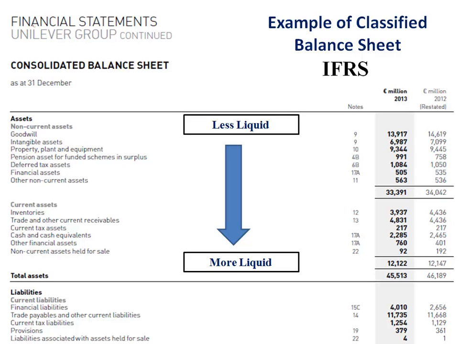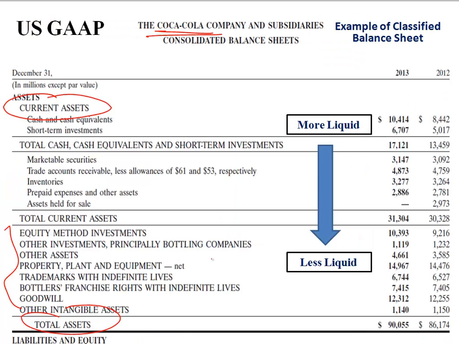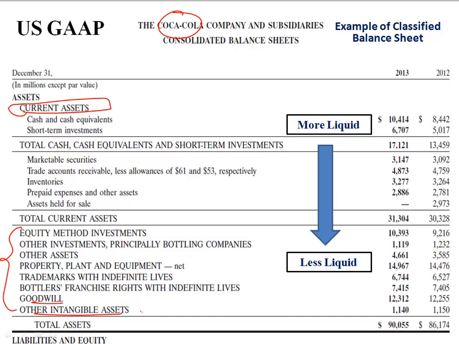Now, this is the balance sheet of Unilever Group, which is of course operating in the IFRS environment. And you can see that we have non-current assets, and generally the most illiquid asset at the top, which is goodwill. And then at the bottom, what we have here is the current assets, which means we are starting from less liquid to more liquid assets. As against this, let's look at the balance sheet of Coca-Cola. In this case, we have current assets at the top and non-current assets at the bottom, goodwill or other intangible assets being the last, which means we are starting from more liquid and moving towards the less liquid. So this is US GAAP. Let's move on.